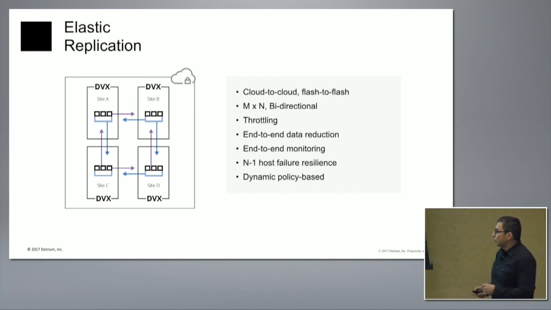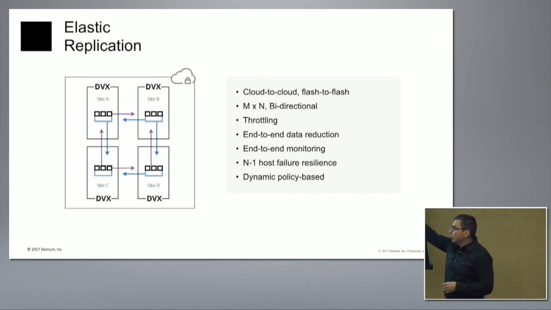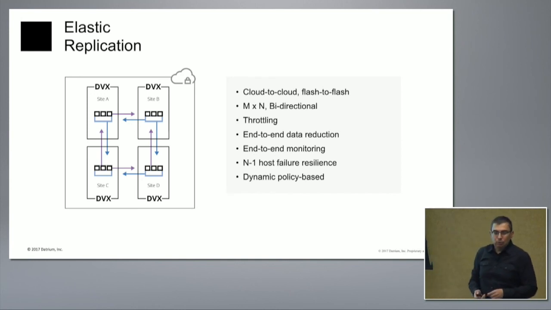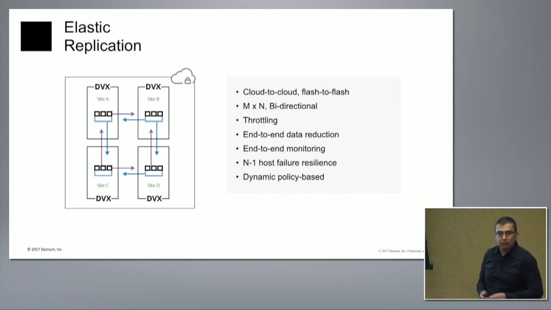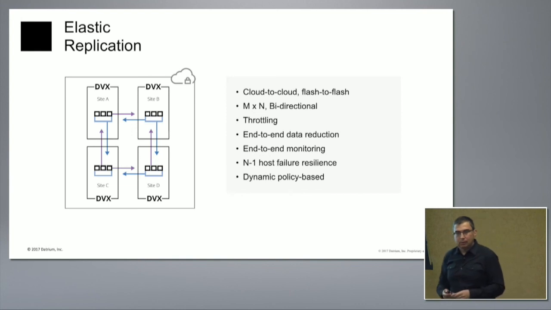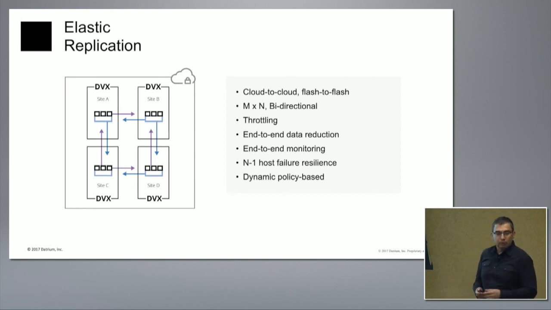So that's the background. What I have here on the slide is a bunch of features that you should expect to find in mature storage arrays. They should support various topologies: one-to-one, many-to-one, one-to-many, bidirectional. They generally have some support for shaping network traffic between replicating sites, end-to-end data reduction, including data reduction on the wire, monitoring, fault detection, all of those things. We do have all these features, even in the V1 version of our product.